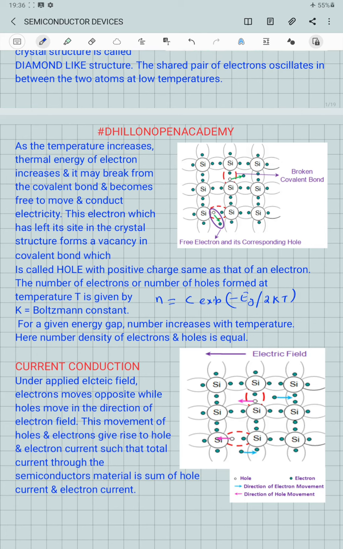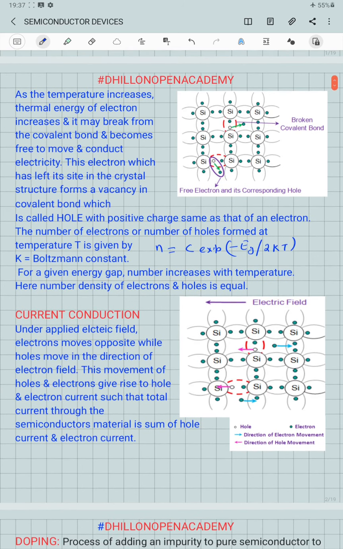We know that the conventional current is in the direction of the flow of positive charge and opposite to the direction of flow of the negative charge, that is, electrons. So in this case, the total current flowing through the pure semiconductor under the applied electric field is the sum total of the hole current and the electron current, that is, total current I is equal to IE plus IH, where IH is the hole current and IE is the electron current.